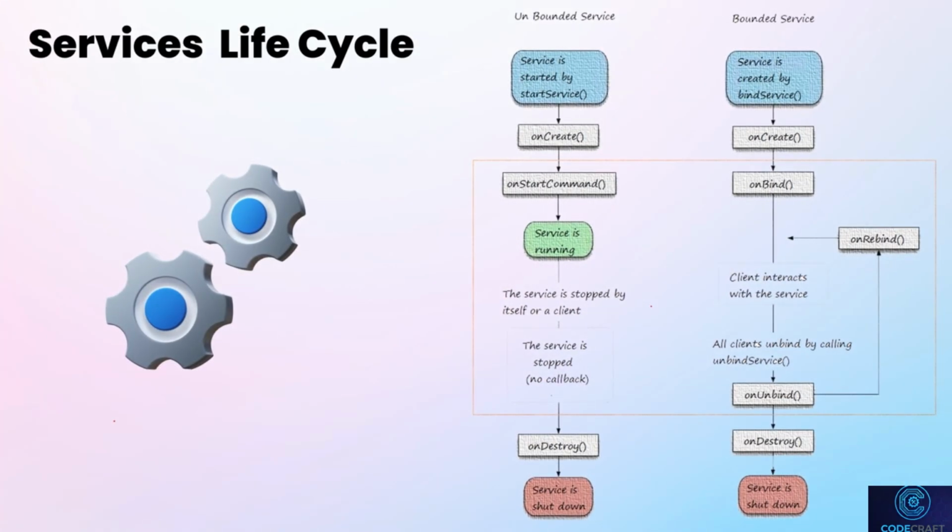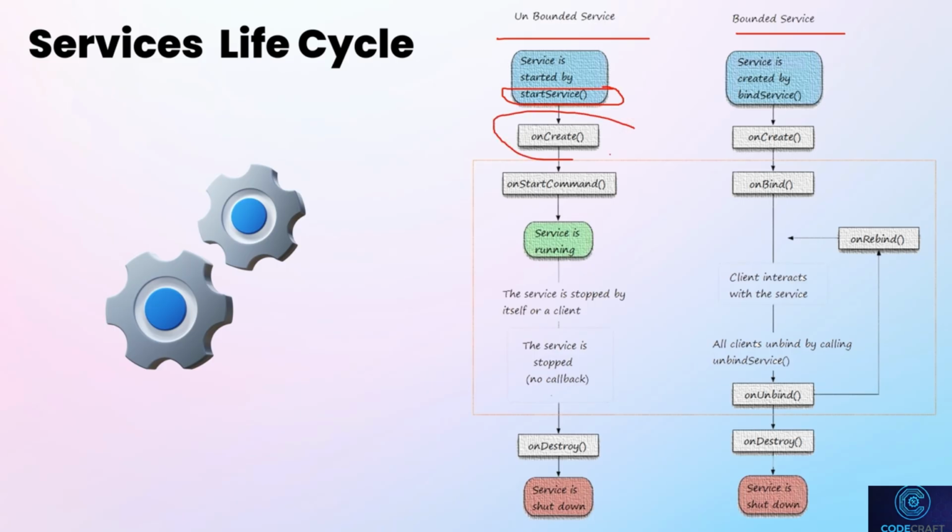In Android, services have a life cycle that defines their creation, operation, and destruction. There are two types of services: bound and unbound service. Let's explore the life cycle of both types of services. Let's start with the unbound service. Unbound services are started using the startService method and operate independently of components that started them. They can continue running even if the component that started them, for example an activity, is destroyed.